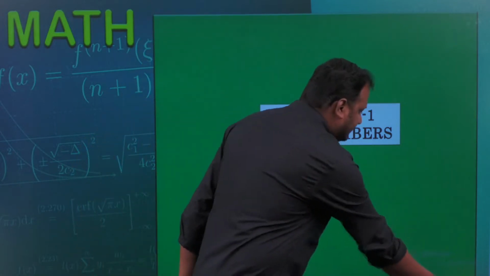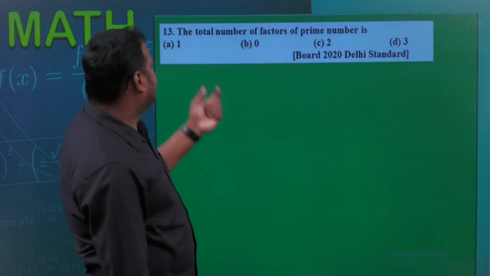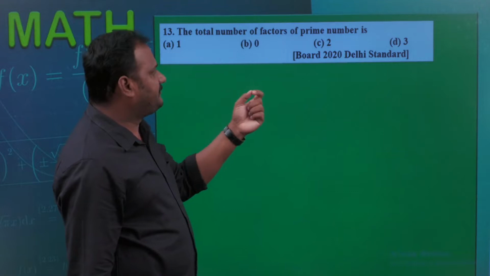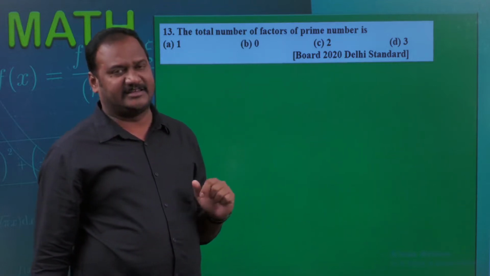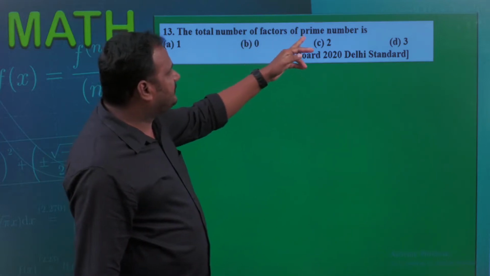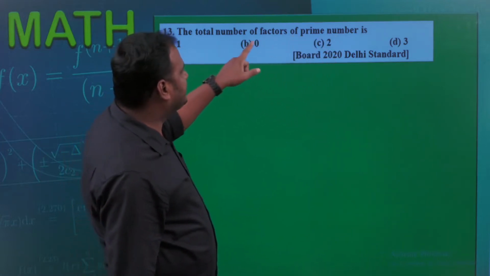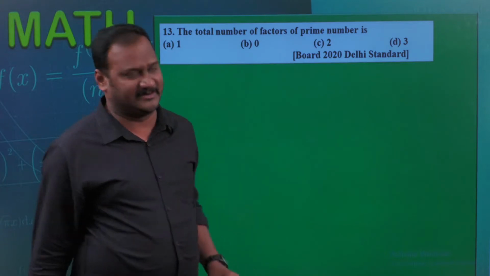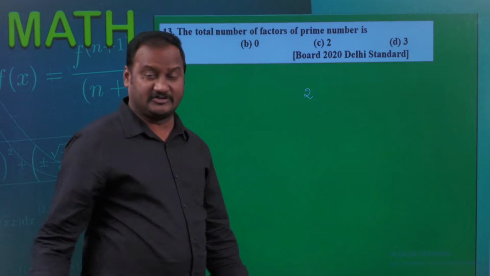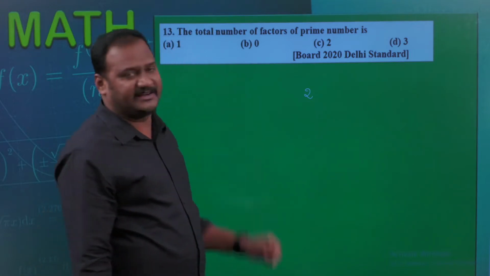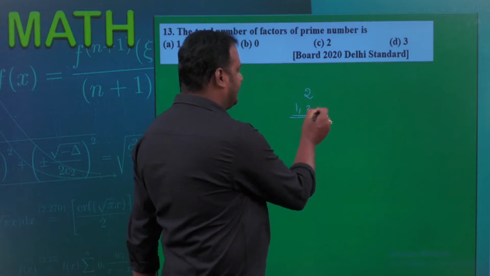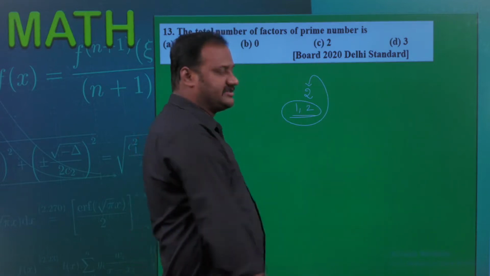The very first problem is: the total number of factors of a prime number is. Of course, this is a 1 mark problem. You take any prime number, for example the least prime number, which is also an even prime number. What are the factors of 2? 1 is a factor and 2 is a factor. That is why the number 2 is said to be a prime number.